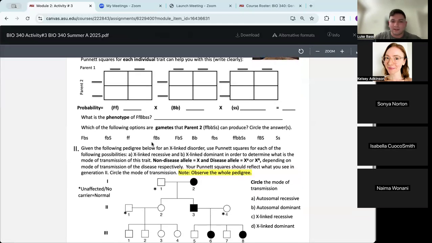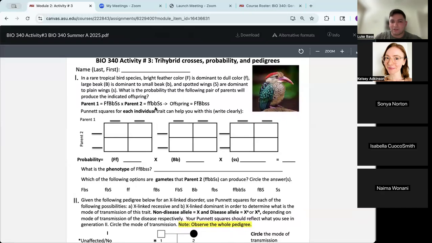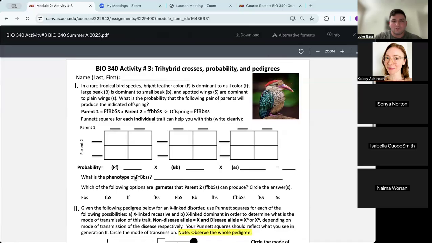So when you get down here, which of the following options are gametes that parent two can produce? The gamete you're going to get by actually looking at parent two, and gametes are formed with only one set of chromosomes, or really one set of alleles. So you're going to find different combinations of these Fs, Bs, and Ss, and find which ones down here are possible from those. So that's pretty much all of part one up here.